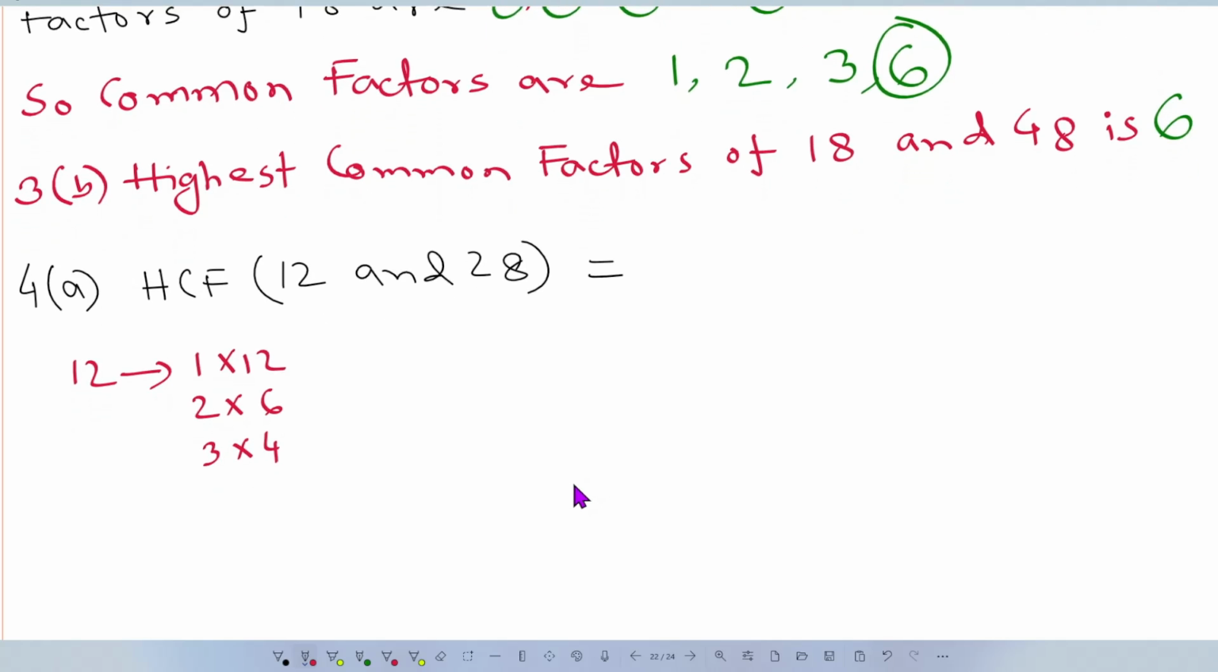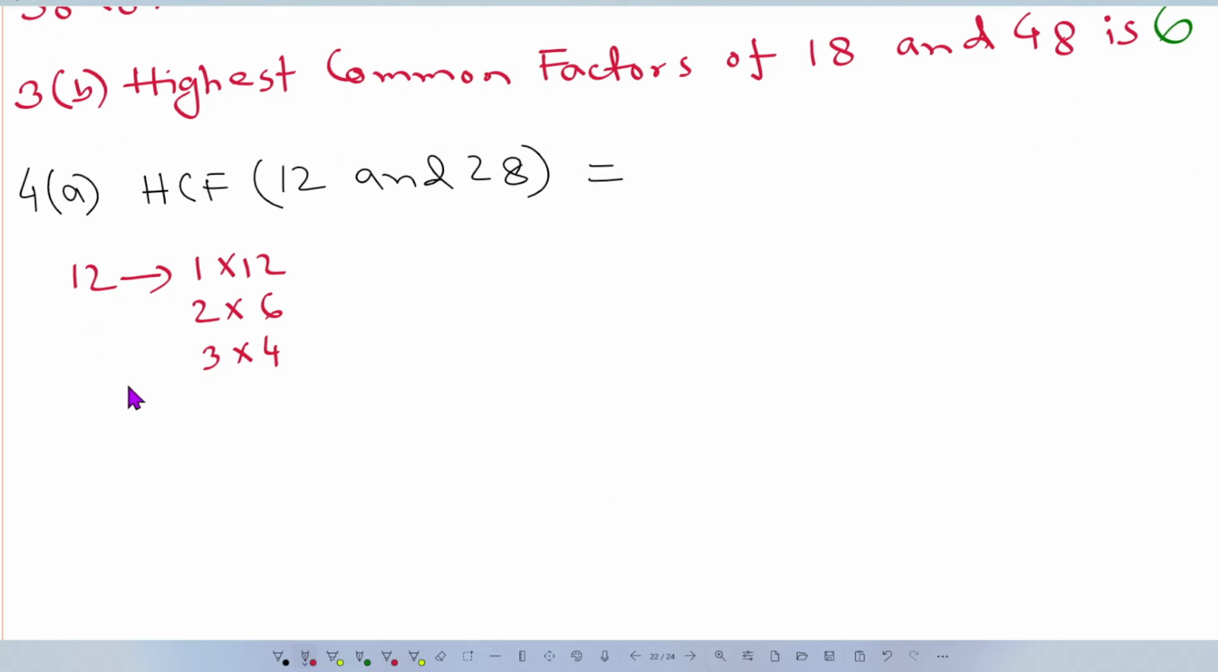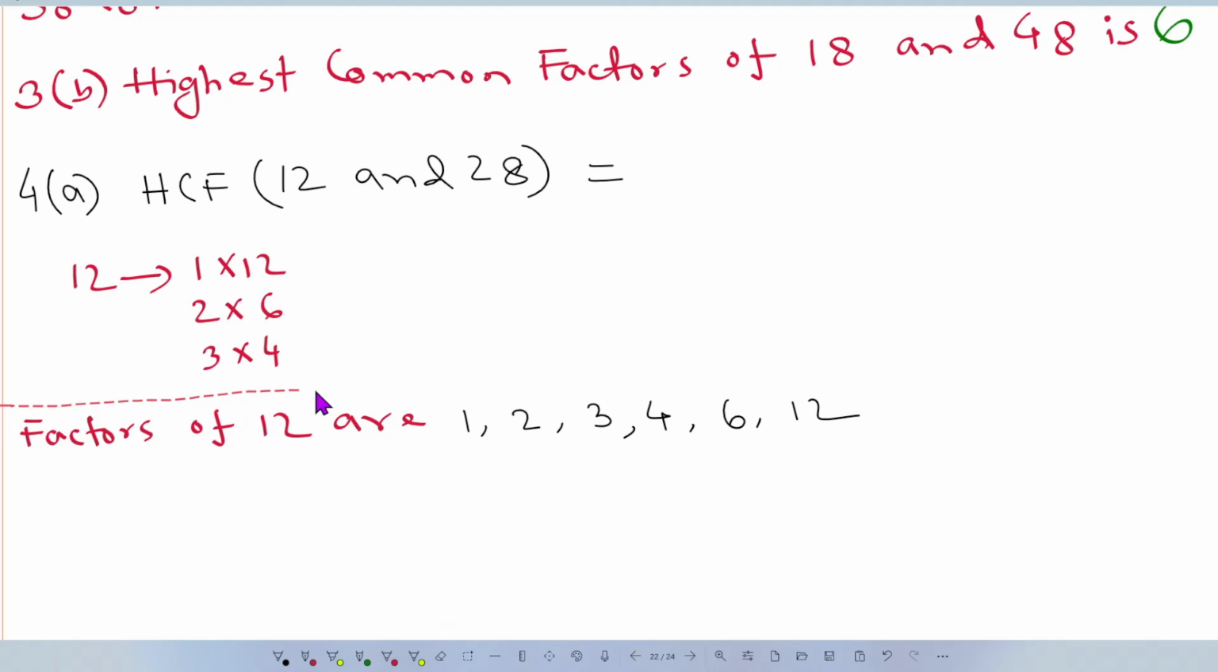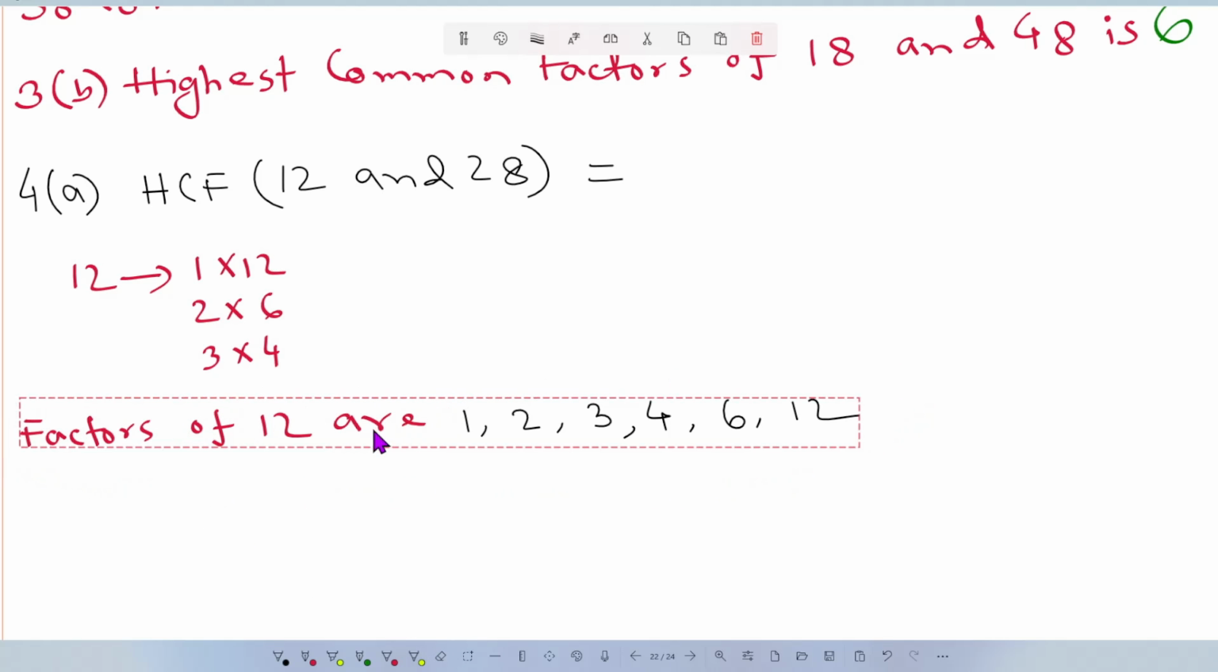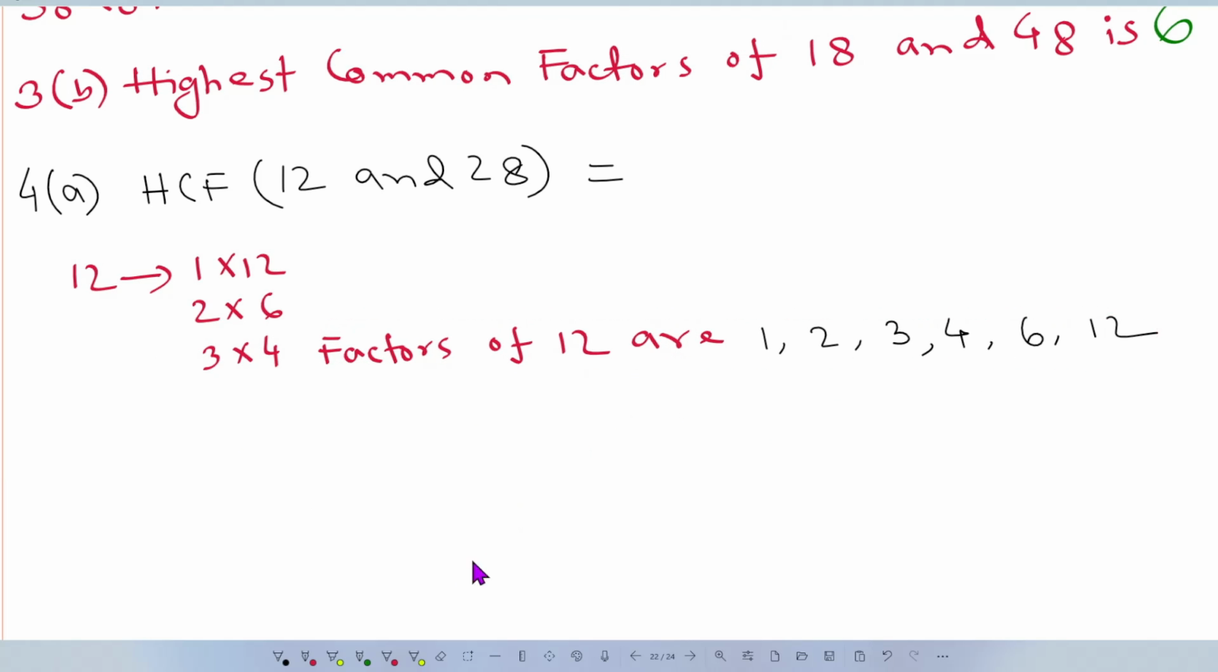Okay, so factors of 12 are 1, 2, 3, 4, 6, 12. Right? So this one we can write in here. Now we will find out 28.